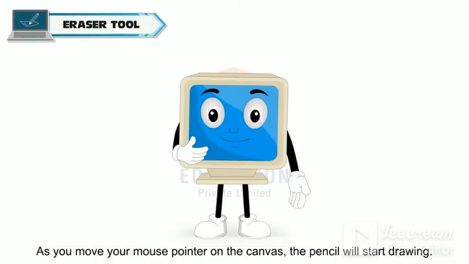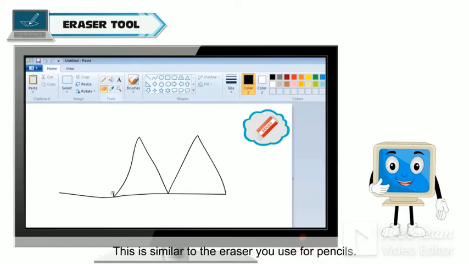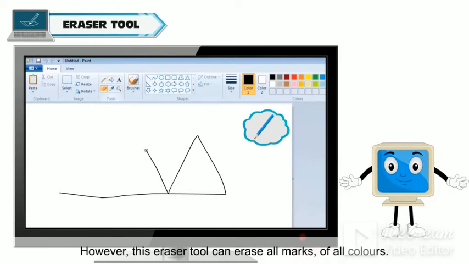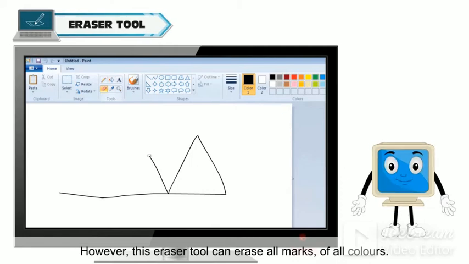Eraser tool. Eraser tool is used to erase the unwanted parts of your drawing. This is similar to the eraser you use for pencils. However, this eraser tool can erase all marks of all colors.